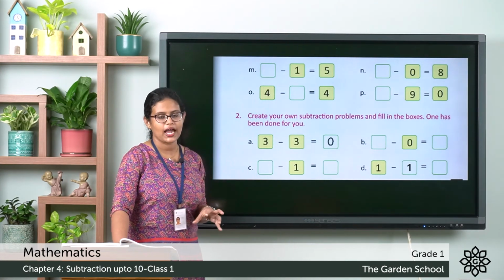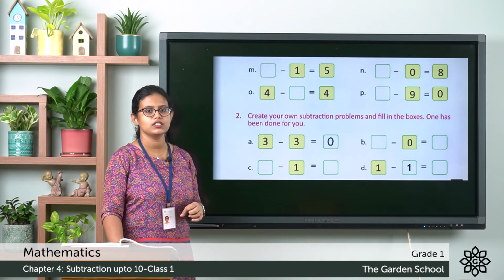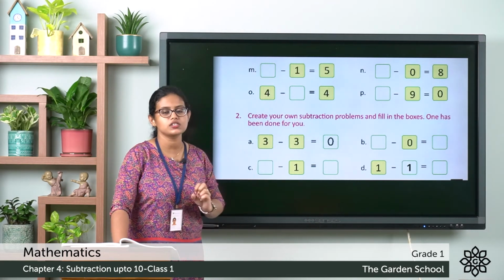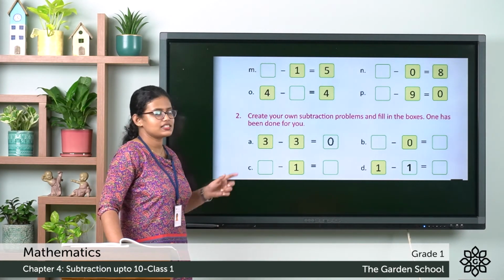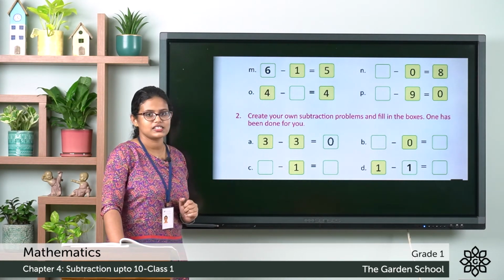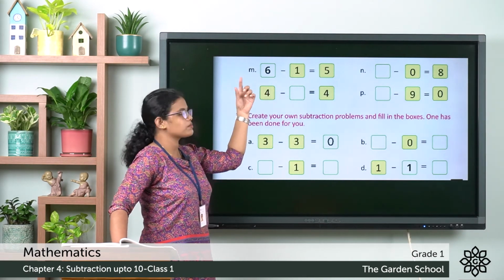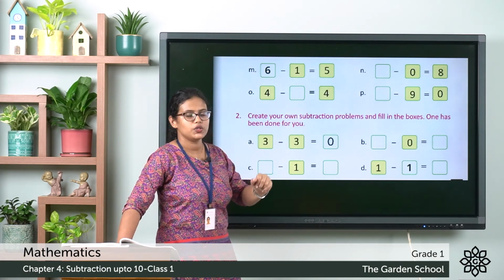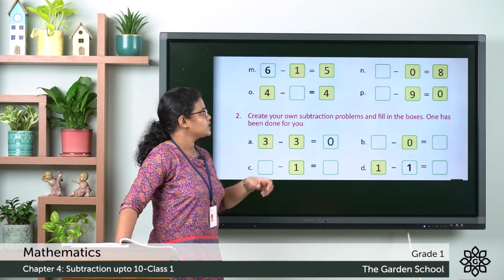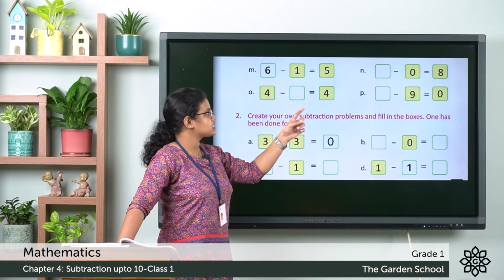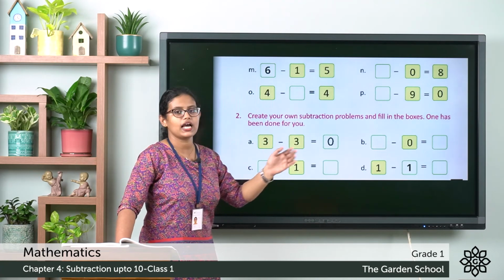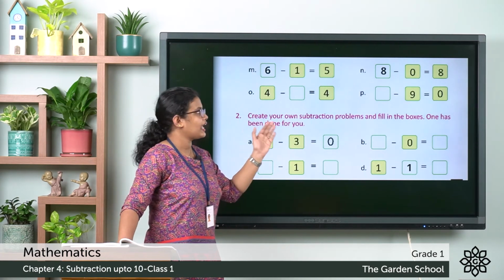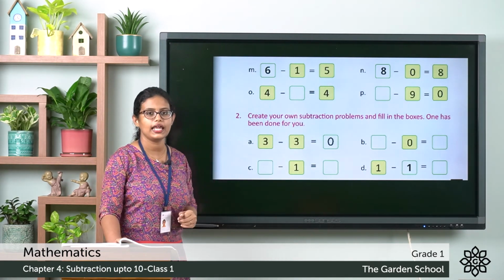Here you can see a blank box. You need to find the number from which 1 is subtracted to get the answer as 5. So what is the answer? It is 6. So when you subtract 1 from 6, you get the answer as 5. In the same way, you have another question given here. So find the number from which 0 is subtracted to get the answer as 8. So which number is that? See, 8. 8 minus 0 equals 8.